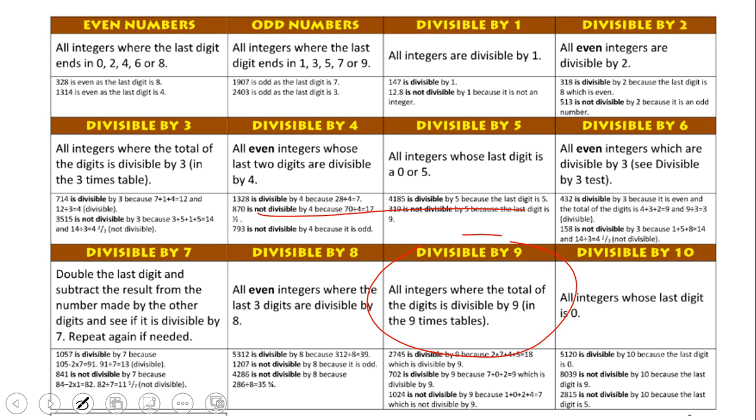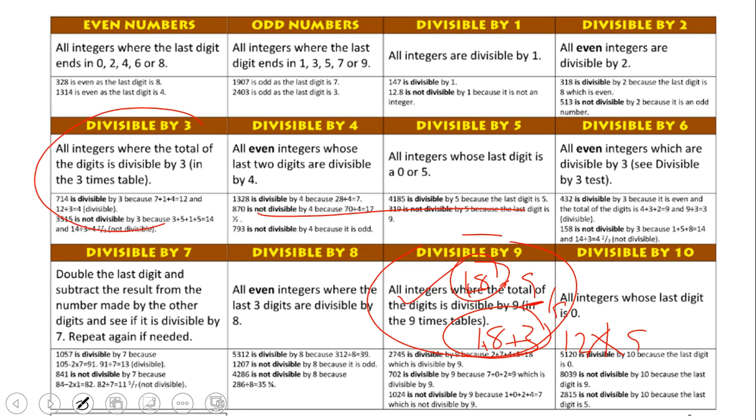For example 18, if you do 1 plus 8 is equal to 9, and that total is divisible by 9. That means the whole number is divisible by 9. Suppose you take the number 183. So 1 plus 8 is 9, 9 plus 3 is 12. So 12 is not divisible by 9. That means this full number 183 is also not divisible by 9. So like that there is a rule here. Add up the digits and check.